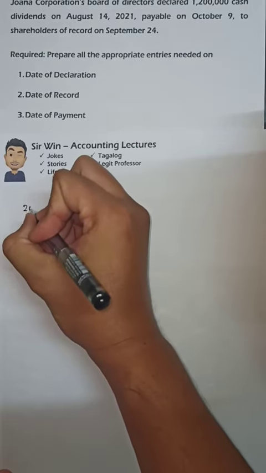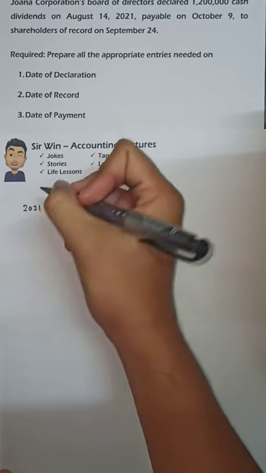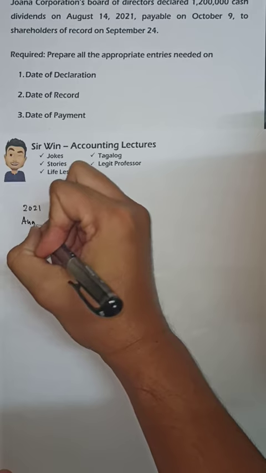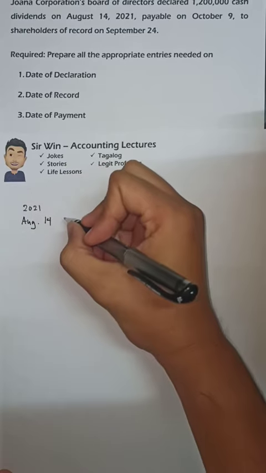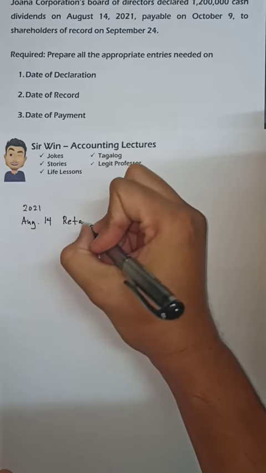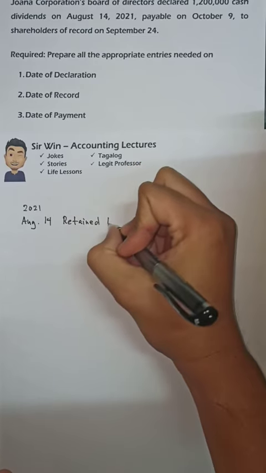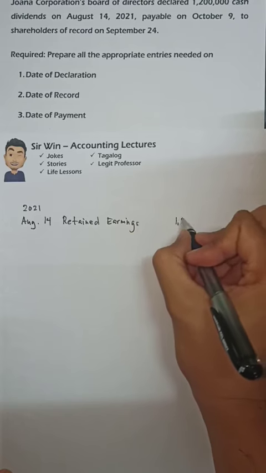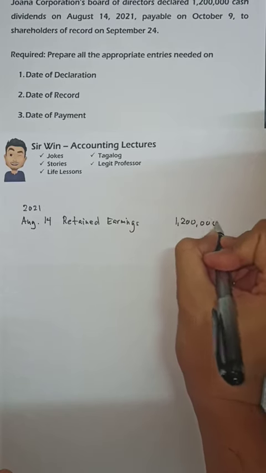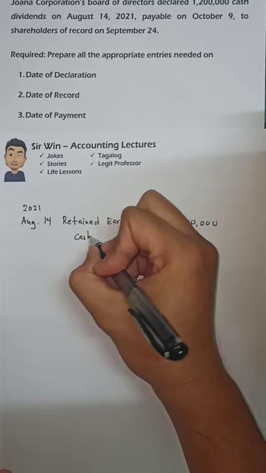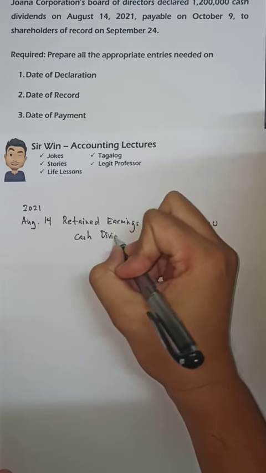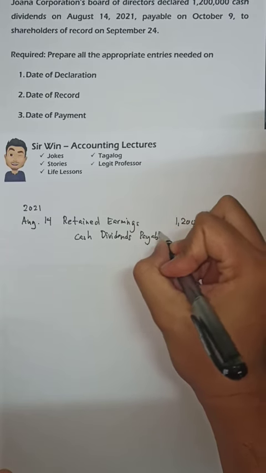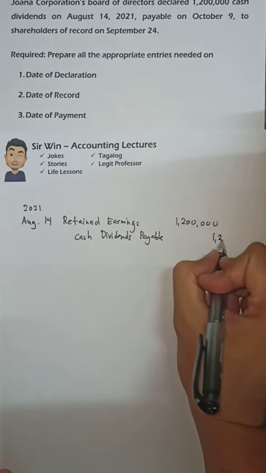Okay? We start with date of declaration. 2021, okay? August 14. So what will be the entry? We debit retained earnings for 1,200,000 and we credit cash dividends payable. Also, for 1,200,000.